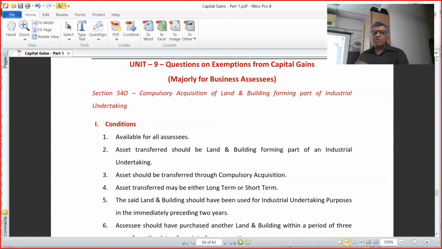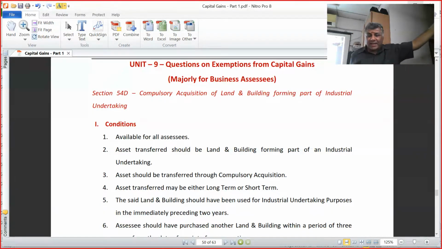Compulsory acquisition of land and building forming part of an industrial undertaking. Let us take that my industry is in Guindy, and for the metro expansion project, my land and building was acquired by the government. So I purchase another land and building for re-establishing this industrial undertaking. I get the exemption. Okay, right?